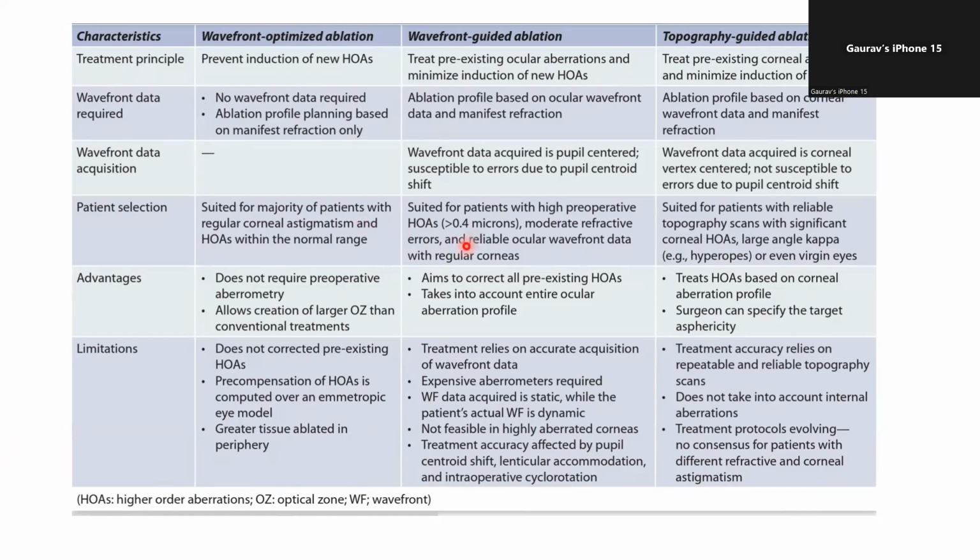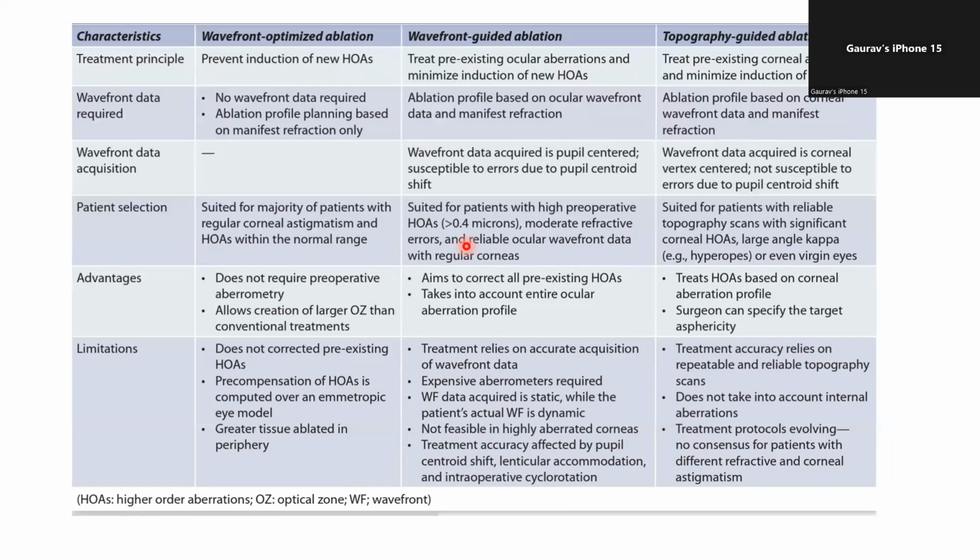Wavefront guided ablation, therefore, is suited mostly for patients with very high preoperative higher order aberrations, which is more than 0.4 microns, and moderate refractive errors. An essential point to note is that in wavefront guided ablation, reliable ocular wavefront data should be acquired and the cornea should be fairly regular. Whereas topo guided ablation is suited for patients with reliable topo scans and significant corneal higher order aberrations or even virgin eyes.